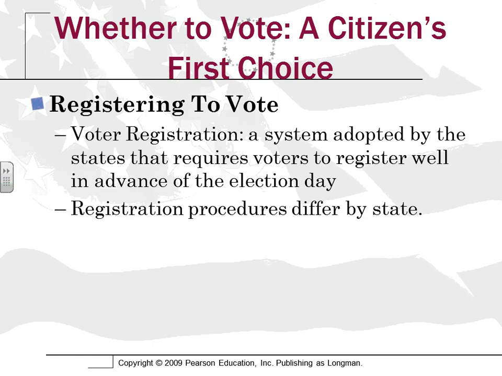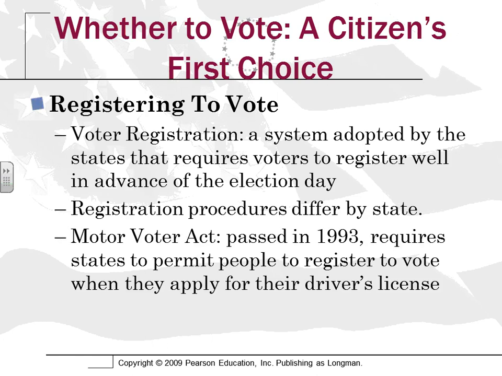All right, some of the background. Registering to vote. This happens obviously when you turn 18. You get the driver's license. You can register to vote. That gives you unlimited power. Voter registration procedures differ by state. Some states you have to register 30 days before an election. Other states you can show up and register on the day of the election.